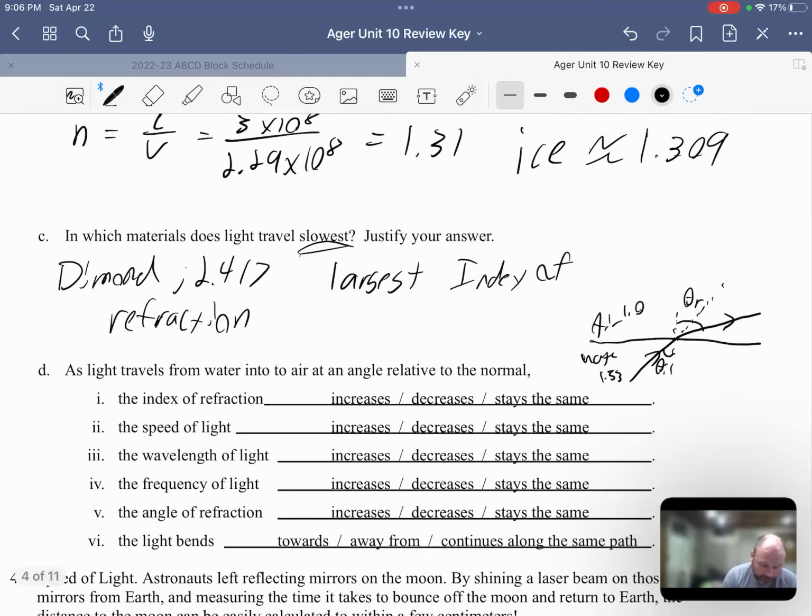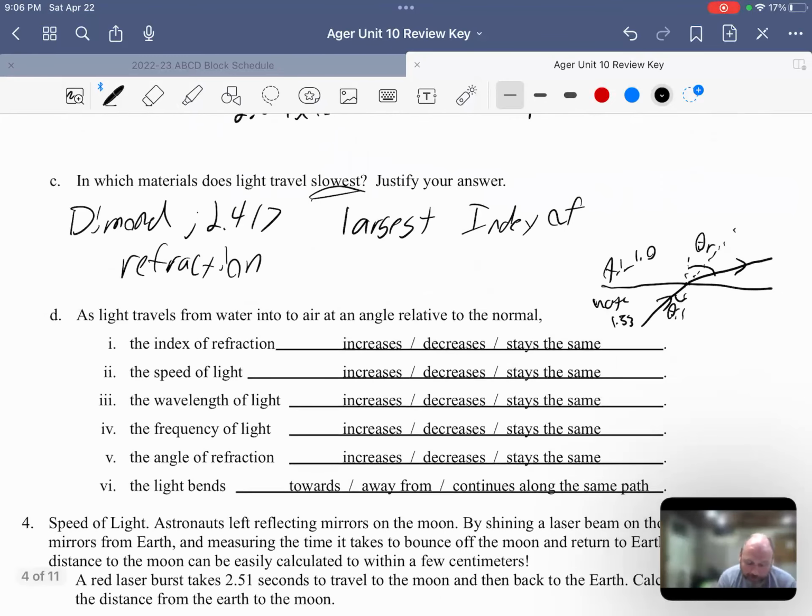So as light travels from water into air at an angle relative to the normal, yeah, there it is. The index of refraction increases or decreases. Well, it's going from 1.33 to 1. So 1.33 to 1, that's going to be a decrease. Speed of light is actually going to increase. The wavelength is going to spread itself out. When the speed increases, the wavelength spreads back out because frequency doesn't change. The frequency of light stays the same. We said that. Frequency stays the same.